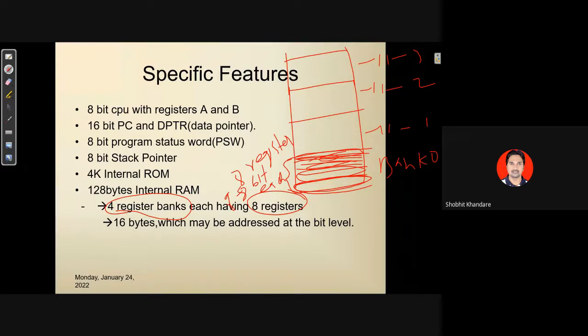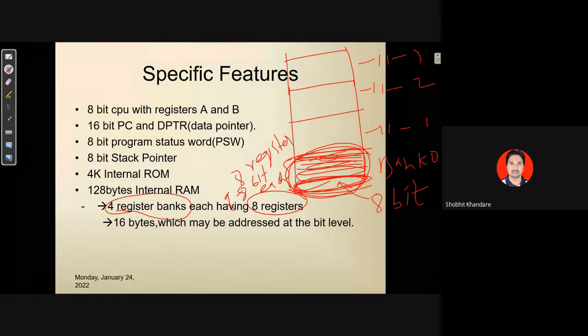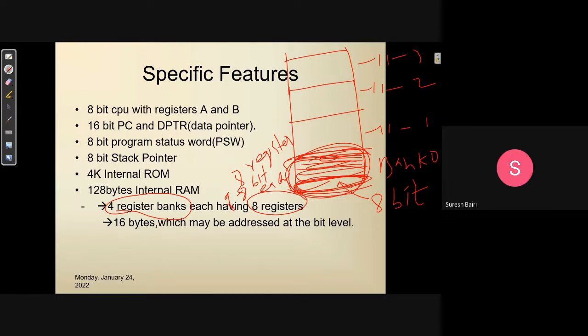तो टोटल रजिस्टर कितने हैं? टोटल रजिस्टर 8 है. और हर एक रजिस्टर का साइज कितना है? 8 बिट. कोई मुझे बता सकता है टोटल साइज कितना है बैंक 0 का, जिसमें 8 रजिस्टर है और एक रजिस्टर का साइज 8 बिट है? 64, हाँ, 64. यूनिट क्या है? बिट्स. यस, 64 बिट्स.